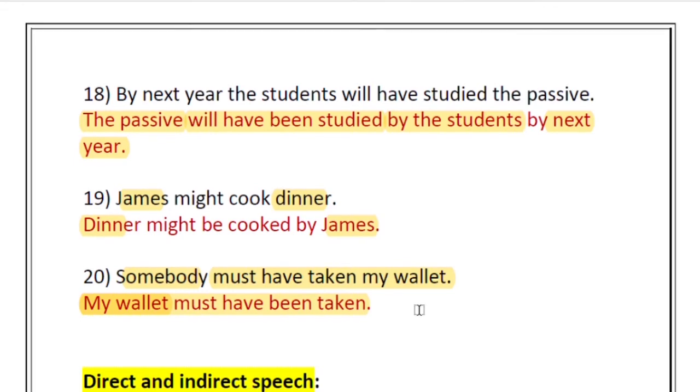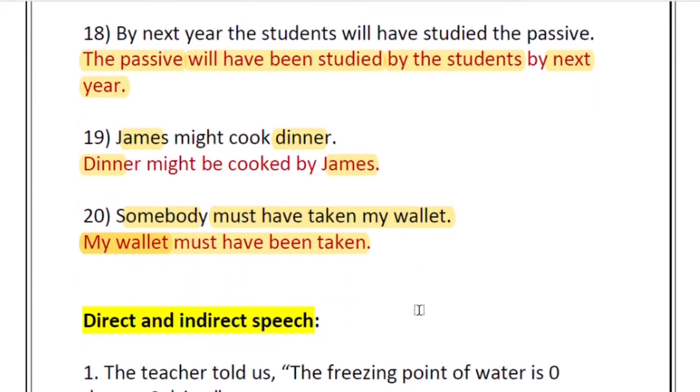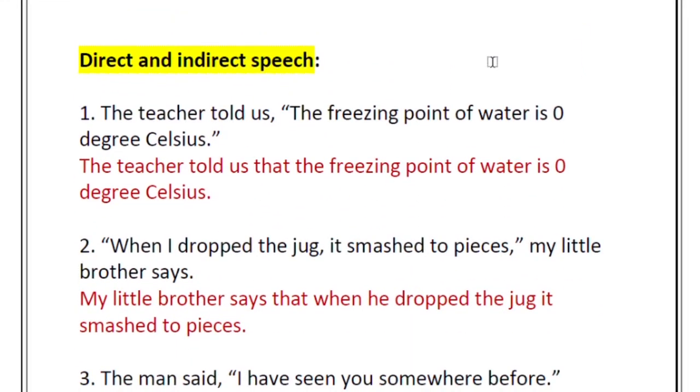Okay, next we'll move to direct and indirect speech. Teacher told us the freezing point of water is 0 degrees Celsius. So over here we have to remember that whatever is written within the quotes will be changed to the next past form.